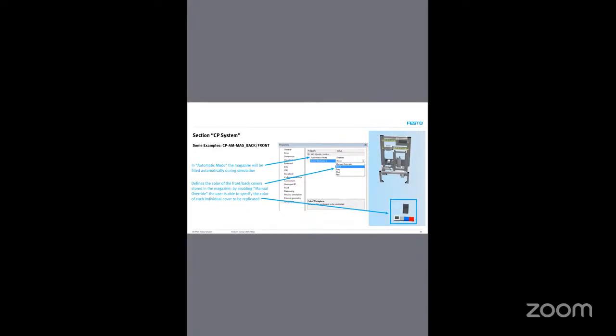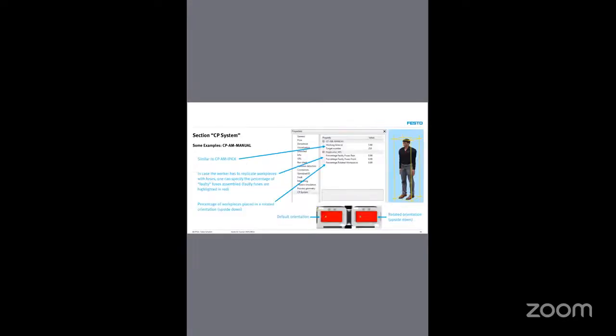Then manual override. If you enable this manual override, you can select the color of each cover, for example, black, gray, blue, red, etc. So in digital twin experiments, we can test different covers using this.